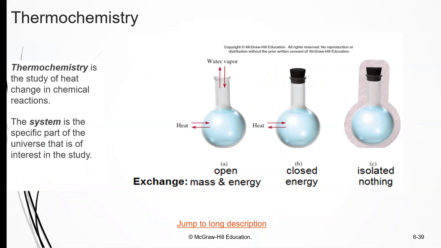Thermochemistry is specifically just the study of heat changes for chemical reactions. Thermodynamics looks at all of it involved, while thermochemistry only focuses on the heat. A closed energy system means that there's no exchange, whereas an open system means that we can have mass and energy moving back and forth.